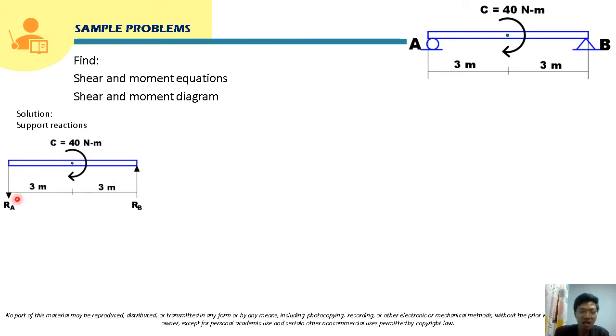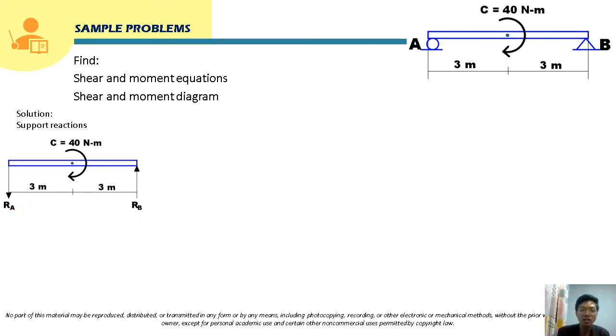So in this case, class, R sub A should be directed downward, and R sub B should be directed upward, so that they will form a couple and will rotate counterclockwise. Okay, so this will be the reaction at A and the reaction at B.